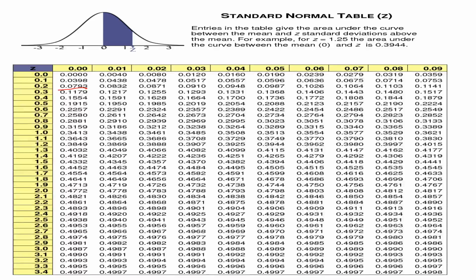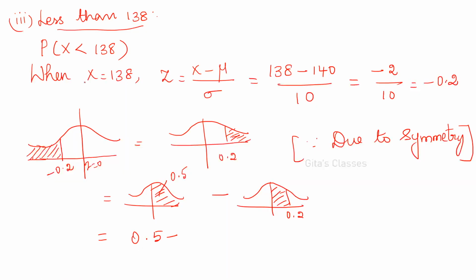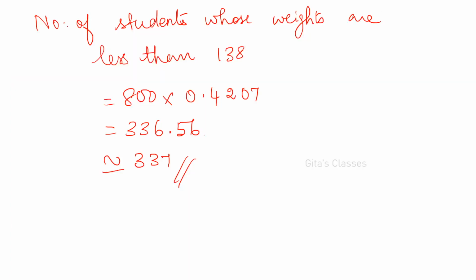So this is 0.5 minus 0.2. For 0.20 it is 0.0793. You can use your calculator as well. So 0.4207. This is the probability, but we want the number of students whose weights are less than 138, which is 336.56, therefore approximately 337.